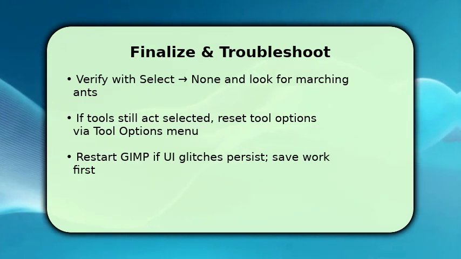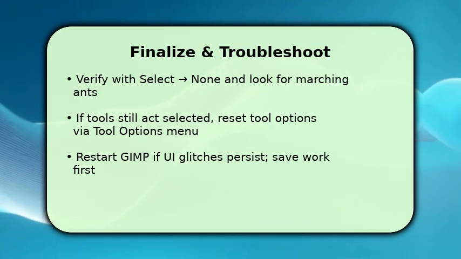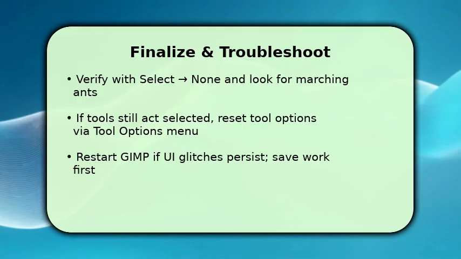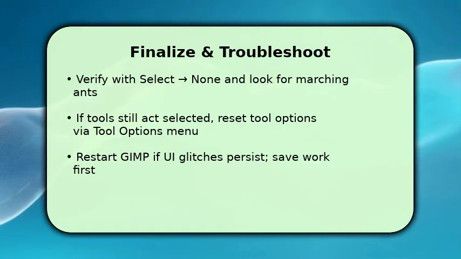If a tool still behaves as if a selection exists, reset its options in the Tool Options dialog because custom tool modes can lock behavior. If the interface behaves oddly, with selections visually stuck or unresponsive, save your file and restart GIMP. That often clears transient UI bugs.